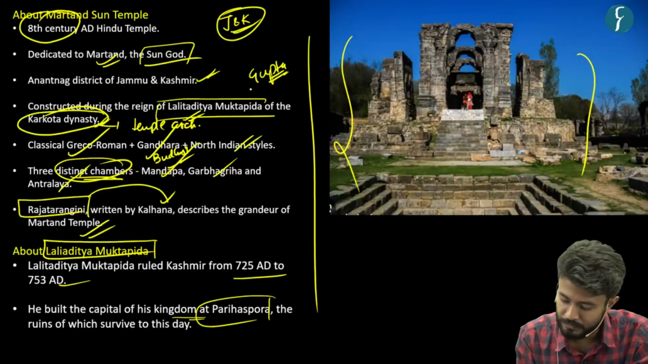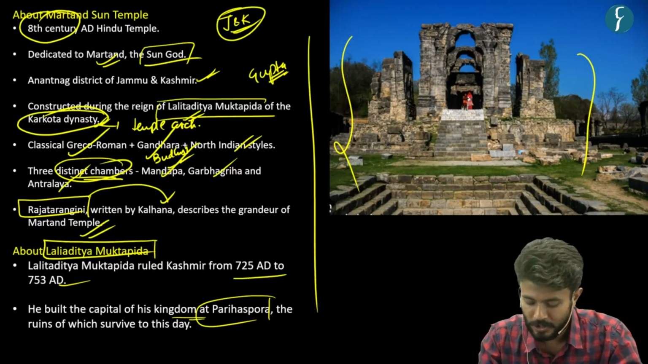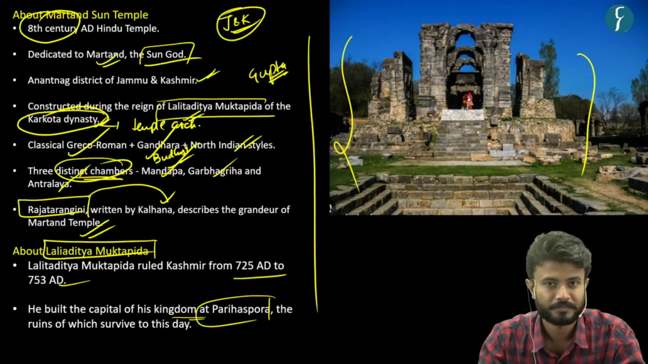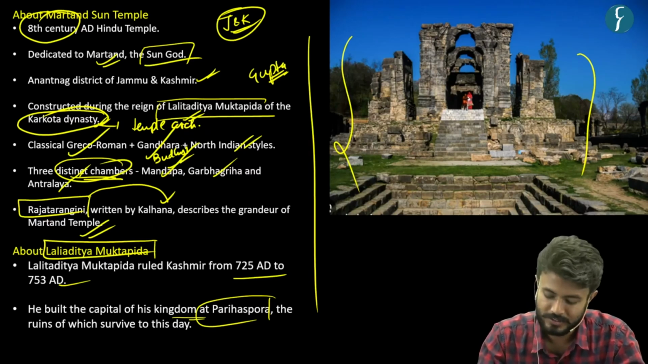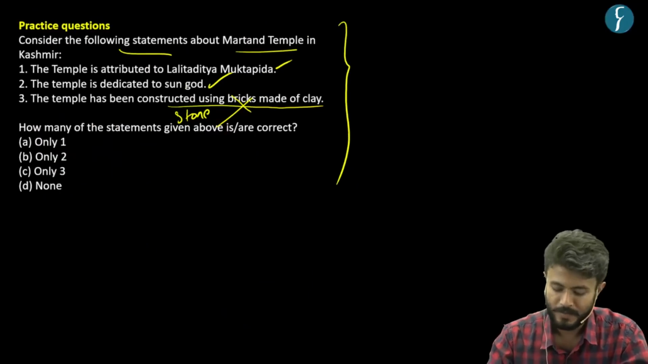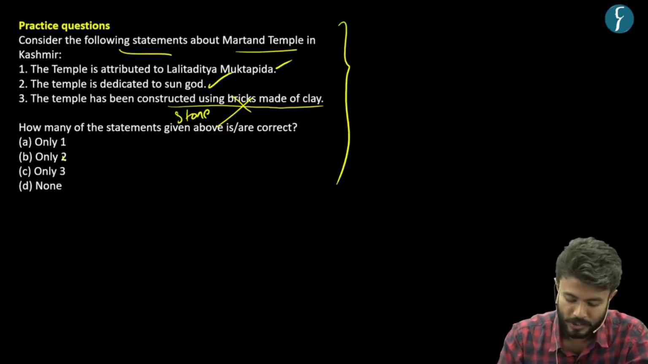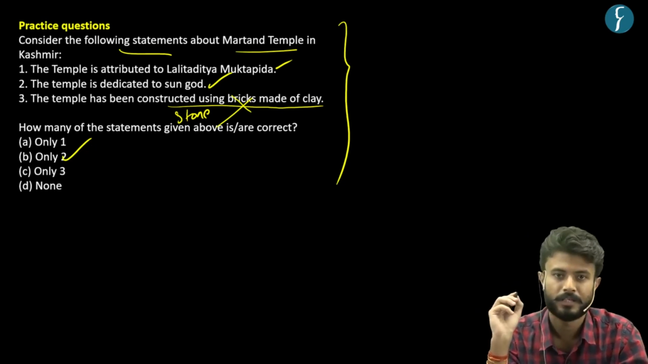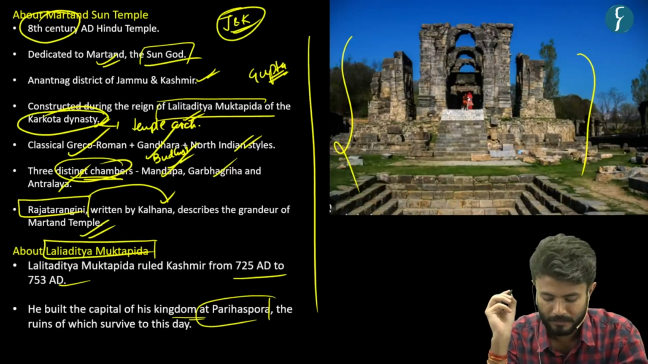So if you see this picture, what are you seeing here? Are these bricks or stones? These are stones, and that is why this statement will be incorrect, and only 1 and 2 are correct, so option B will be the correct answer. Simple topic, but an important topic.